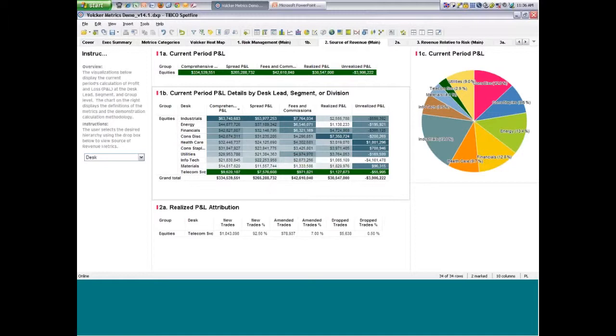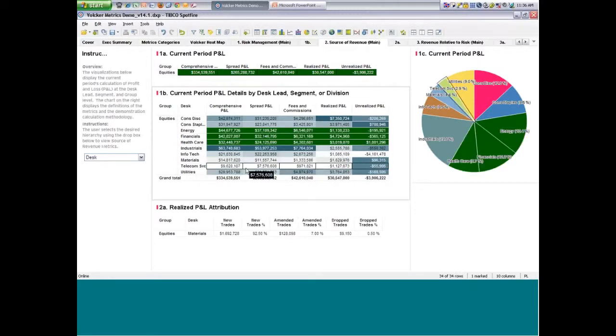If we do look down on 2A, what we're able to see is realized P&L attribution: what is the percent new trades, what trades were amended, what were any drop trades, etc. We're also able to start to see the breakout of, number one, relative current period P&L across the group over in 1C, as well as the breakdown by how they are making their money. Are they making their money on the spread, on fees and commissions, on asset appreciation, etc.